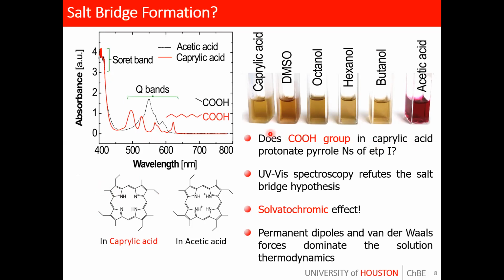And another important factor to notice here is the solvatochromic effect. In all these 5 solvents, which have very similar interactions like van der Waals interaction and permanent dipole interaction between the solute and the solvent, we see a very similar solution color. While acetic acid, which has salt bridge formation, has a different color. So solvatochromism can be used as a sensitive tool to understand solute-solvent interactions.